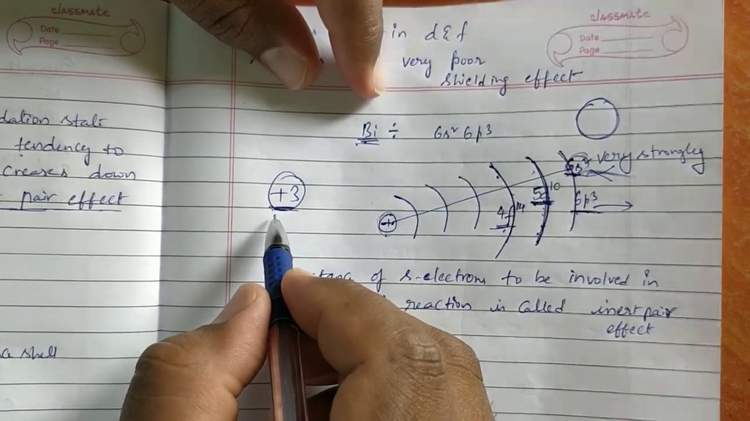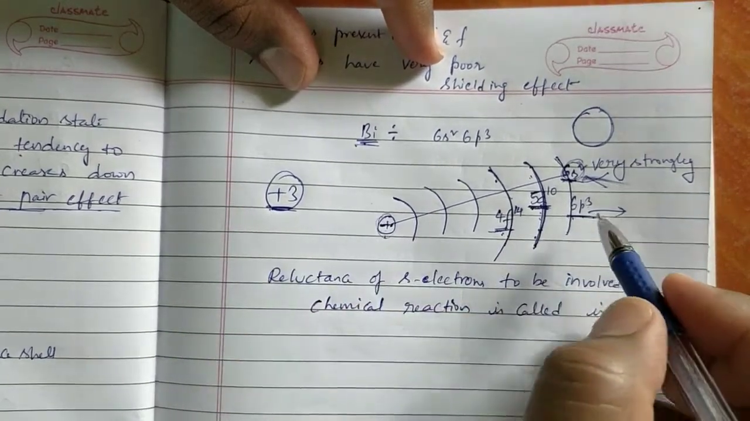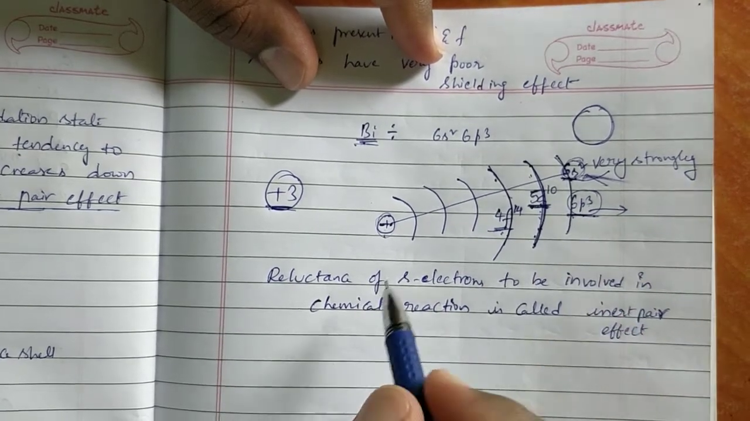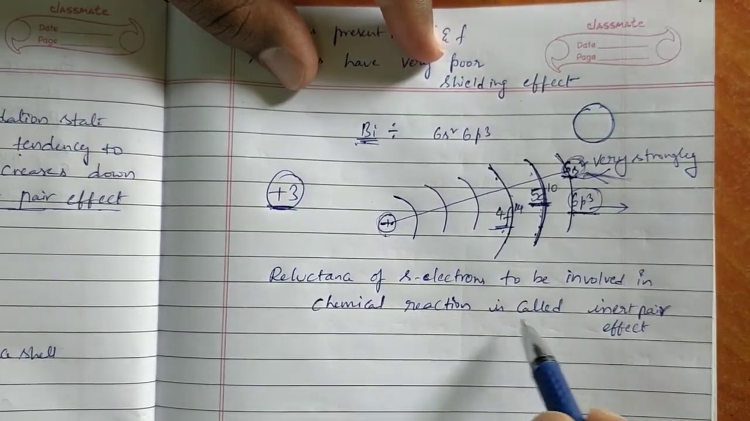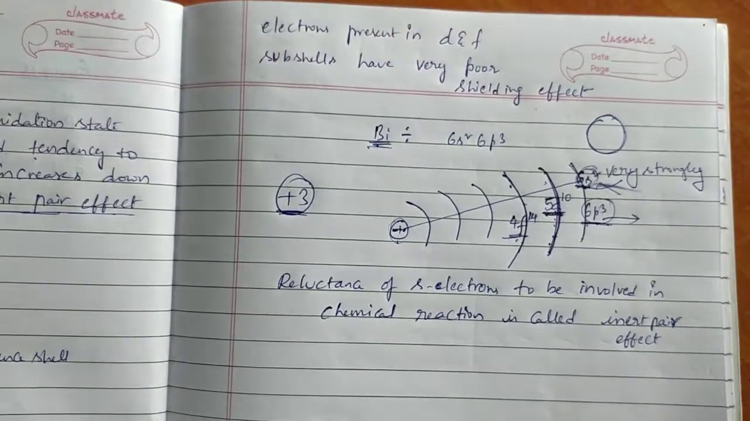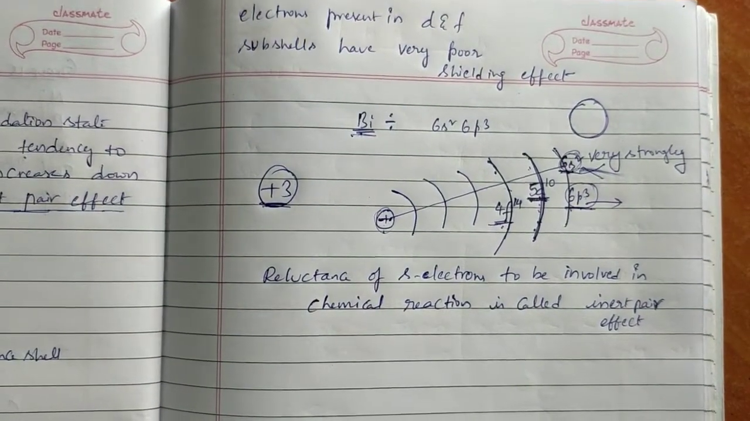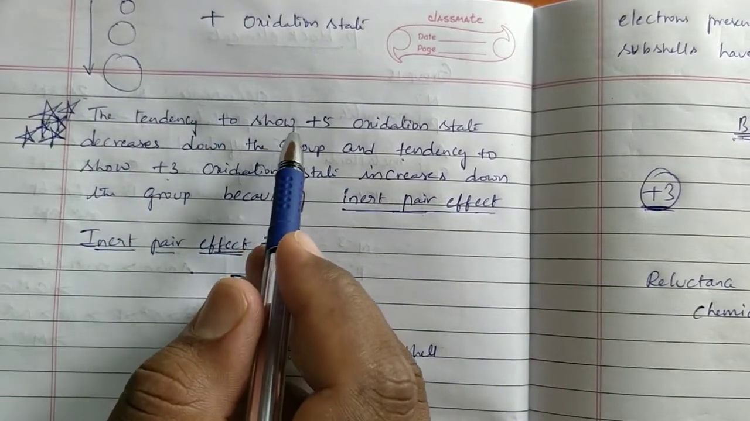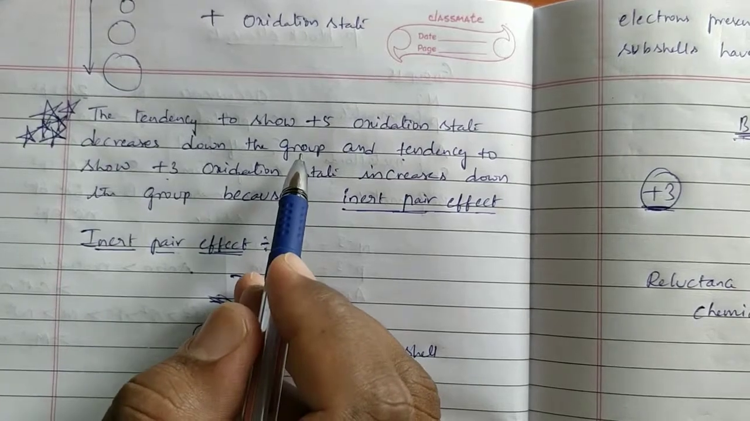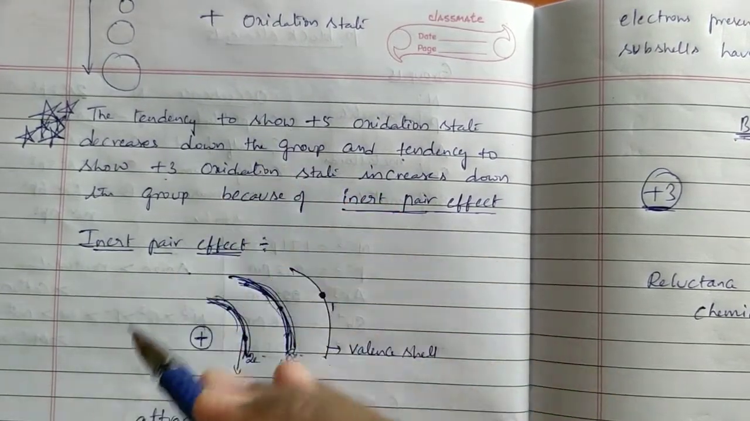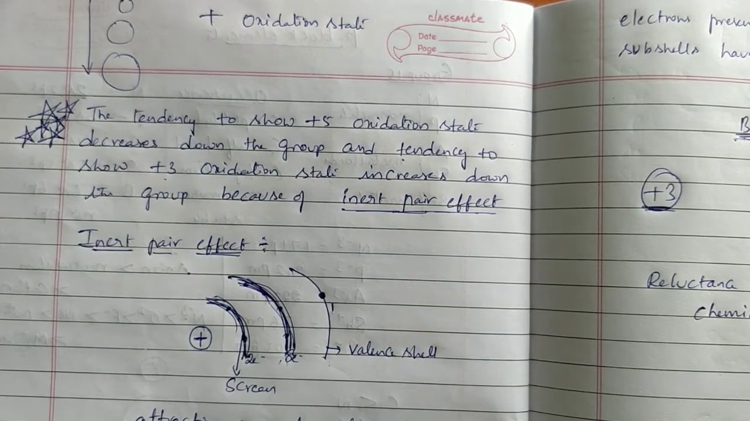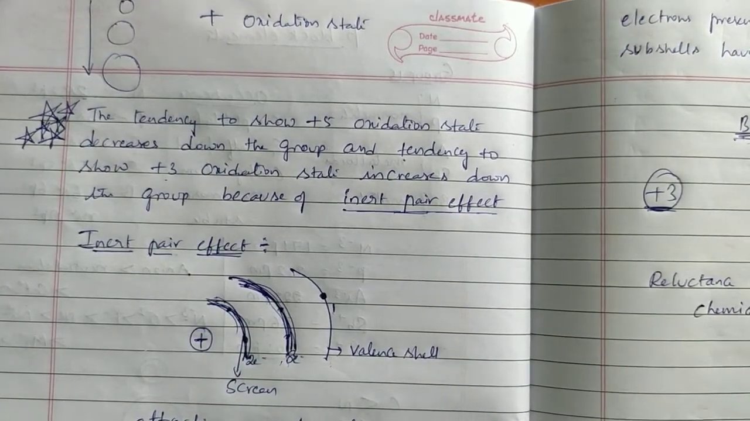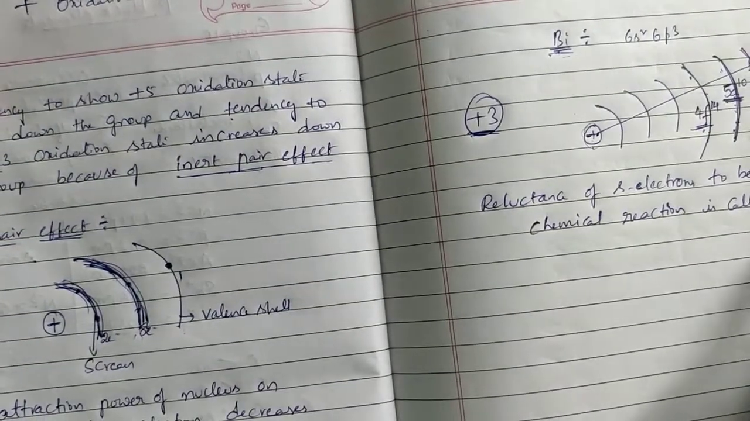Bismuth is stable in +3 oxidation state instead of +5 because of losing electrons from 6p only. Reluctance of s electrons to be involved in chemical reaction is called inert pair effect. Now, I think you understood this concept. Let us see the sentence again. The tendency to show +5 oxidation state decreases down the group. Means down the group, +5 oxidation state capability decreases and +3 oxidation state capability increases because of which effect? Inert pair effect.